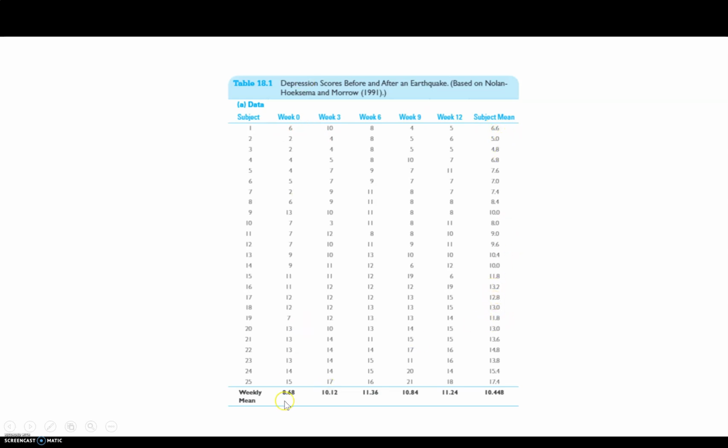And then you also have means for the week. For week 0 across all 25 subjects, 8.68. And you can see they get higher. And then this right here is the grand mean. This is the mean of all of these numbers, not including these subject numbers. That's just a nominal variable, but across all of these.